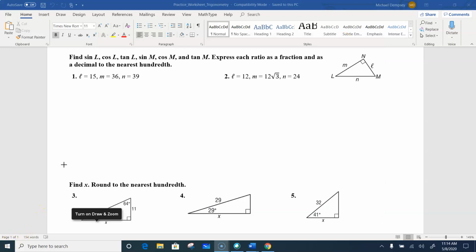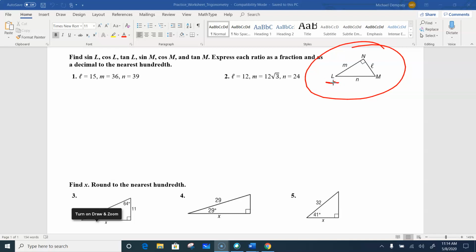Okay, so the first part of the 8-4 practice, hopefully this feels familiar, we're focusing on this triangle over here. And we want to do the same thing we did in the study guide. I want to get the sine, cosine, and tangent of L, sine, cosine, and tangent of M. So we'll start with angle L.